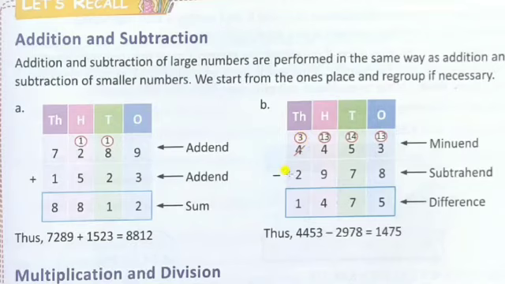So 13 minus 9, when we subtract them, it becomes 4. And lastly 3 minus 2, it is 1. So this way we can say from 4453, if we subtract 2978, the value obtained will be 1475. This is known as the difference of the two numbers.